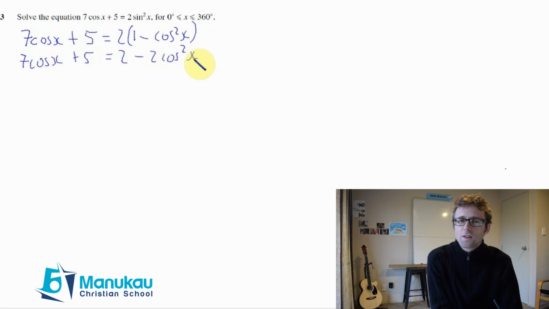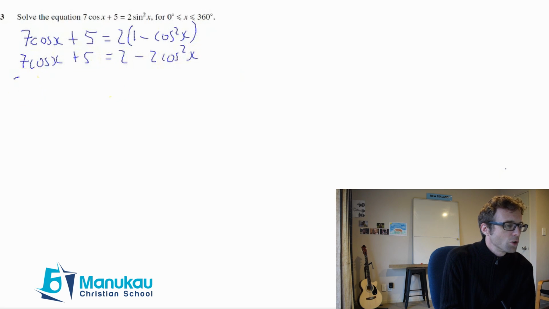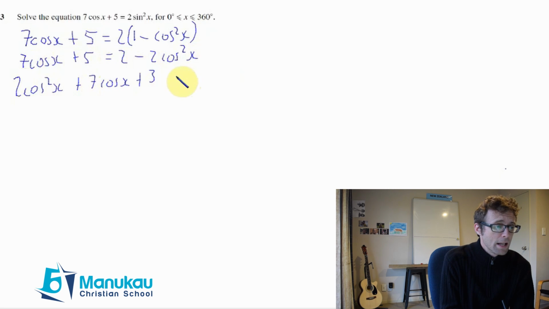Now, hopefully you can see at this stage we're going to have one of those quadratic equations. We're going to pull everything over to the left-hand side. So I'm going to have a 2 cosine squared x here. I'm going to have plus 7 cosine x and plus 3 is equal to 0. And now we're going to factorize using double brackets. So let's have a look. What do we have here?